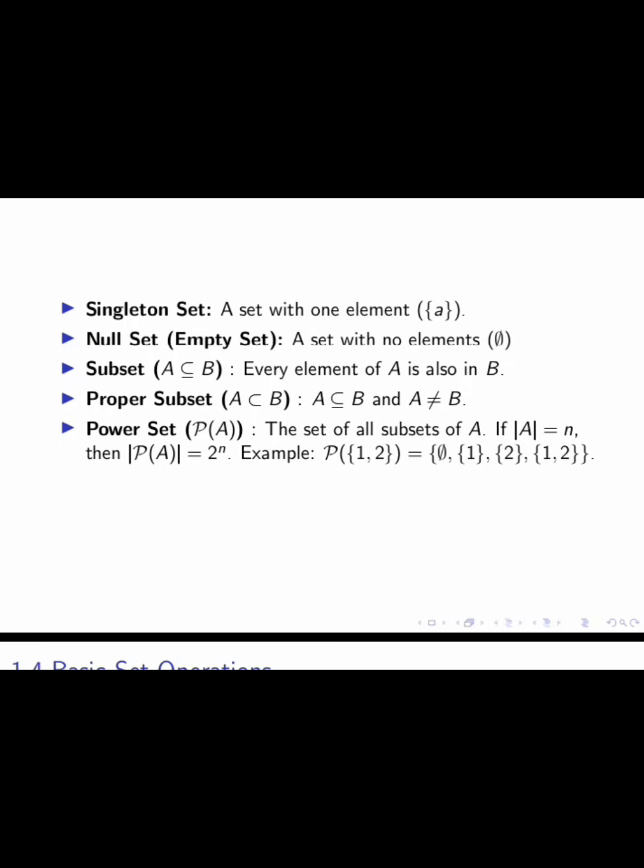So if it is 3 elements, 1, 2, 3, the power set is going to be 2 raised to power 3. If it is 4 elements, the power set will be 2 raised to power 4. So I believe we get that.